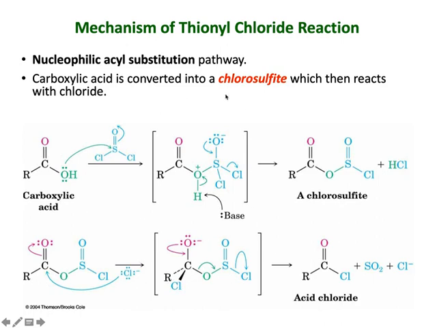So this one is the mechanism of thionyl chloride. Please star this mechanism. The basic mechanism uses nucleophilic acyl substitution, which means there are two steps. First, the nucleophile attacks the C double bond O and forms an intermediate. From the intermediate, a source of proton is given to give the stable product.